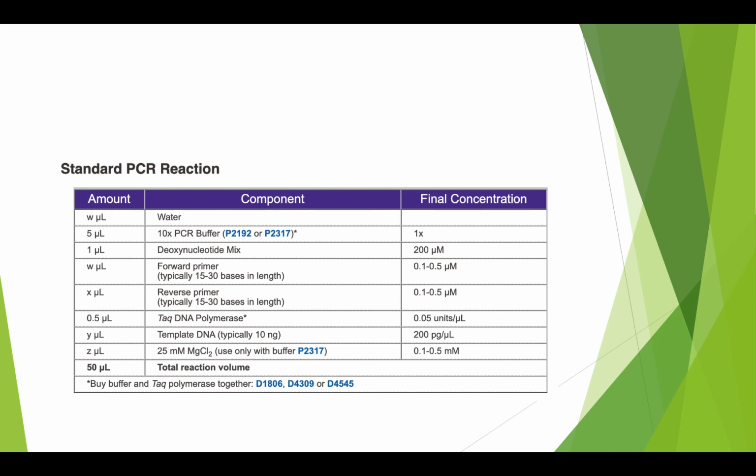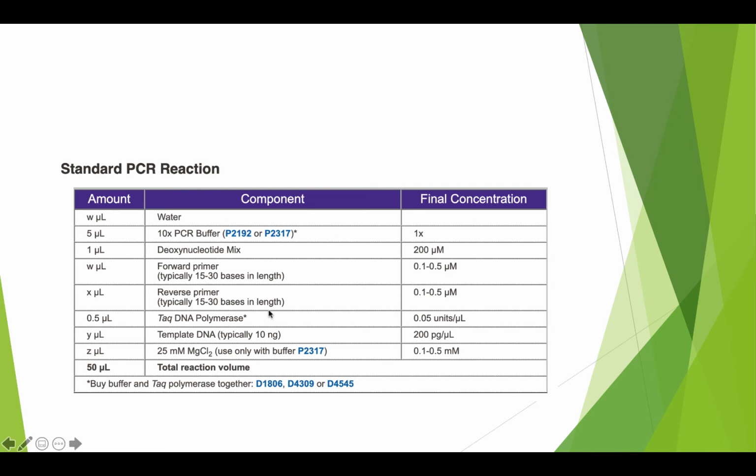What is a standard PCR? What does a standard PCR have? Usually you work with 50 microliters. I used to work with 25 microliters. Most people work with 25 microliters to save material. But basically, these are the components of a standard PCR reaction.